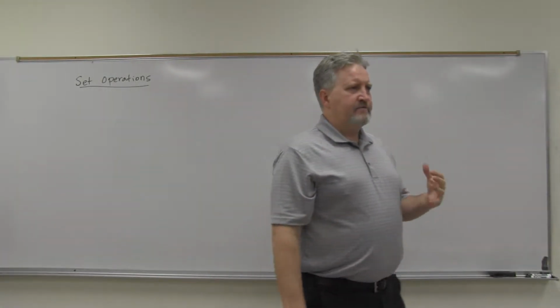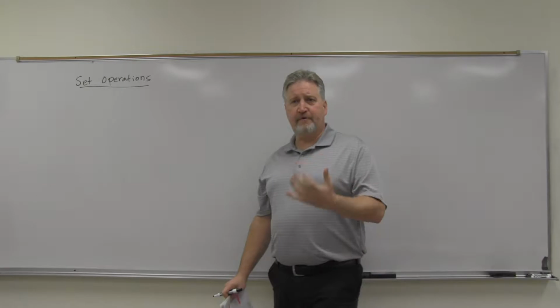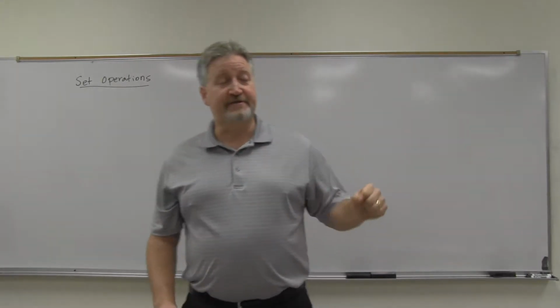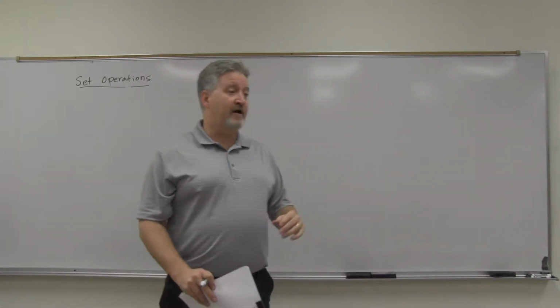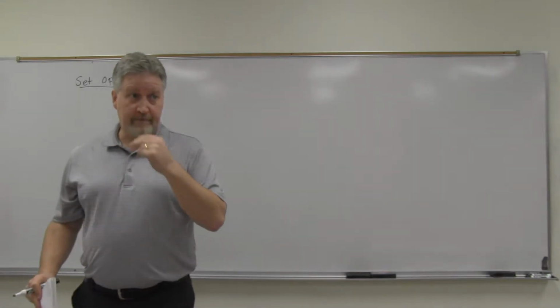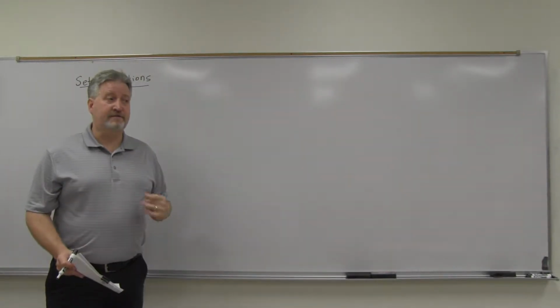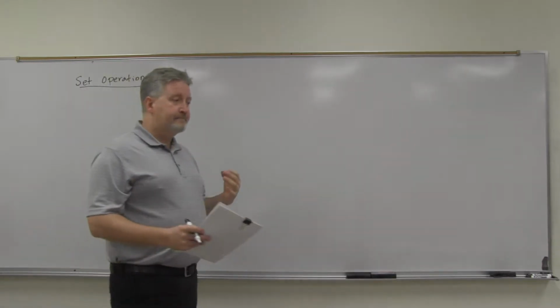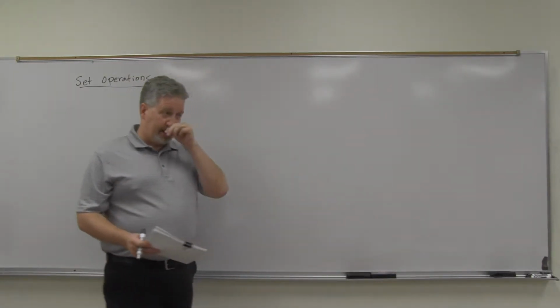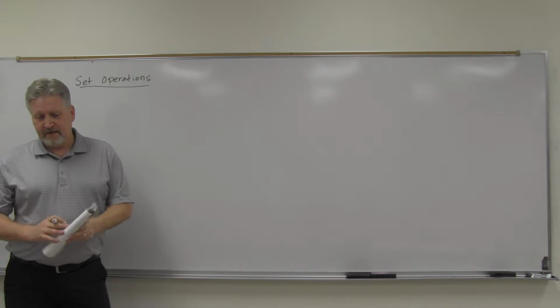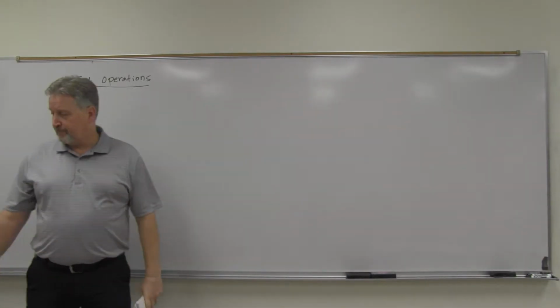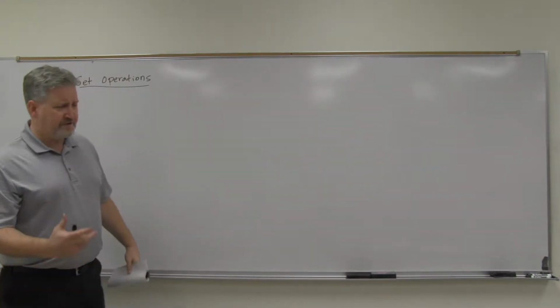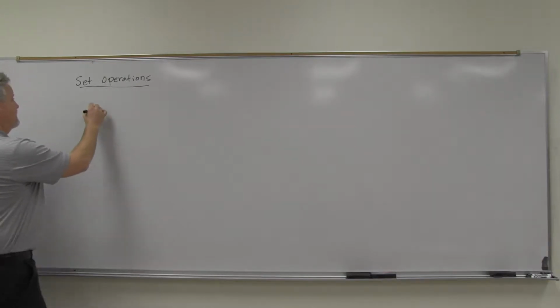Just like numbers have operations, like we can add numbers, subtract them, multiply them, sets can have their own operations. They're not quite the same. They have different symbols. But that's what we're talking about here a little bit today. That is the set operations. The first one let's talk about is called the union.